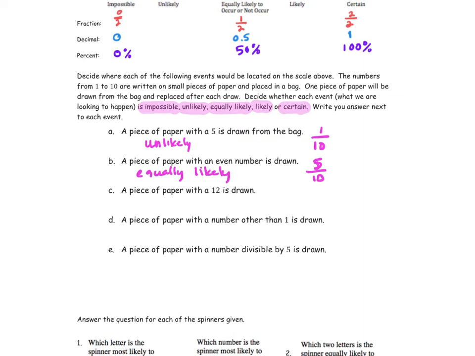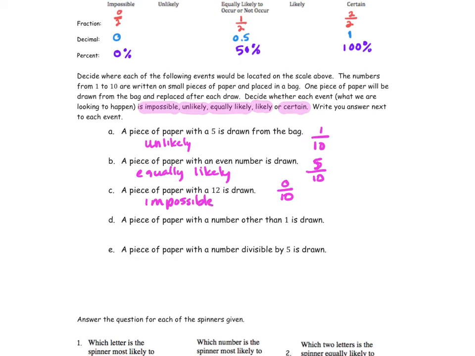Our next situation is a piece of paper with a 12 is drawn. Is that impossible, unlikely, equally likely, or certain? Well, just the numbers 1 through 10 are written on a small piece of paper. So we wouldn't be able to draw a 12. There's 0 12s inside that bag, just 1 through 10. So this would be impossible.